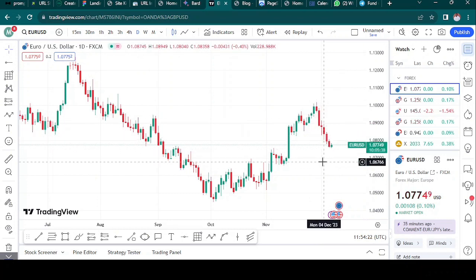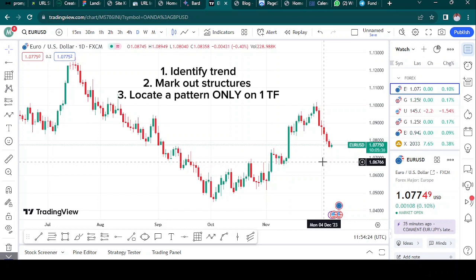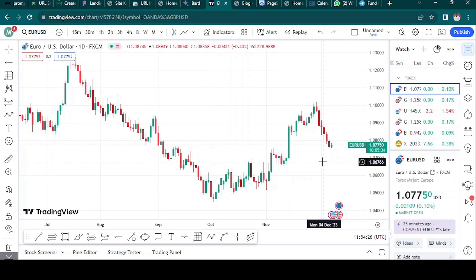Now the next thing we need to do after identifying our trend, the second thing we need to do, is to mark out structures. So let's mark out structures both on the daily time frame and on the lower time frames. But first on the daily time frame. This strategy is used on only one time frame. You spot it on one time frame, then you check out other time frames. If you do not have the same pattern on those time frames, then you take advantage of trading it.